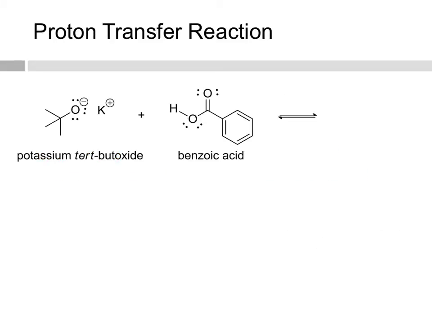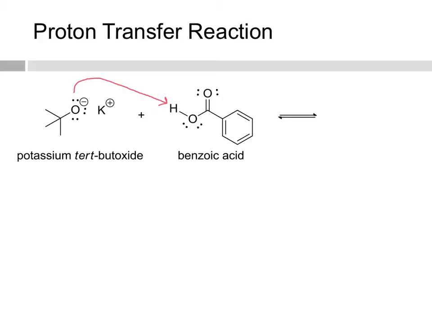This is an example of a proton transfer reaction. Benzoic acid is our Bronsted acid. This is the acidic proton. Potassium tert butoxide is our Bronsted base, and it's basic at this negatively charged oxygen. If we were to use curved arrows to show electron pair movement, we would start at the lone pair of the oxygen, and we would use it to attack the acidic proton.